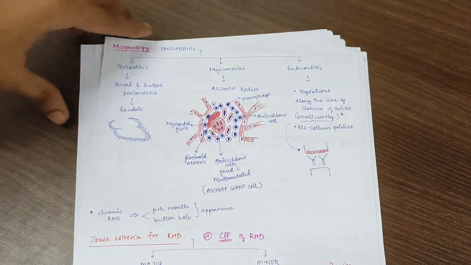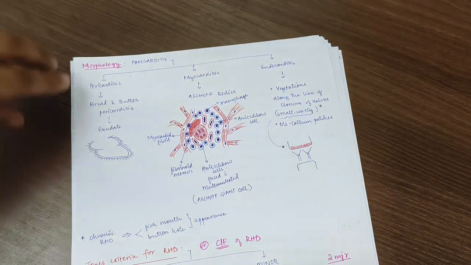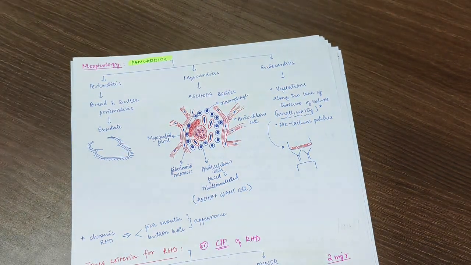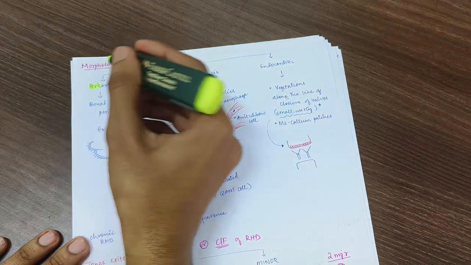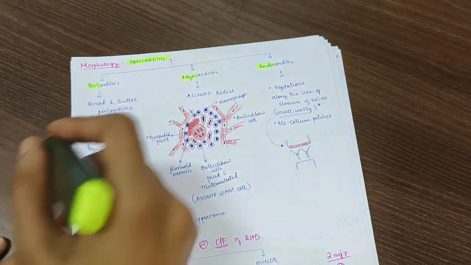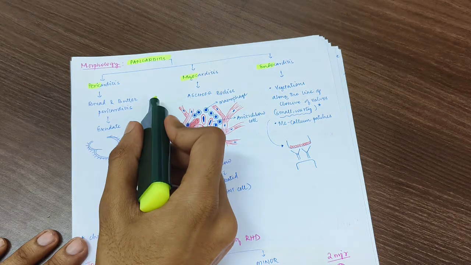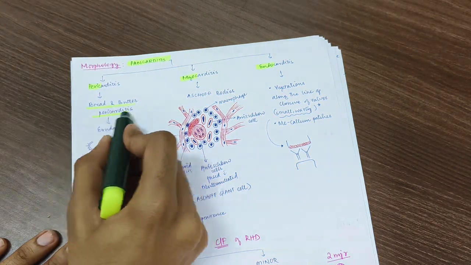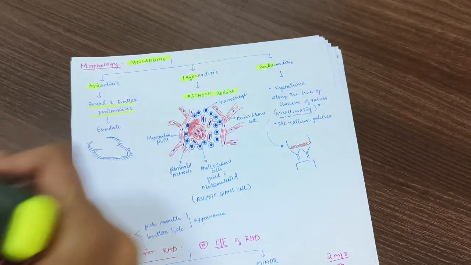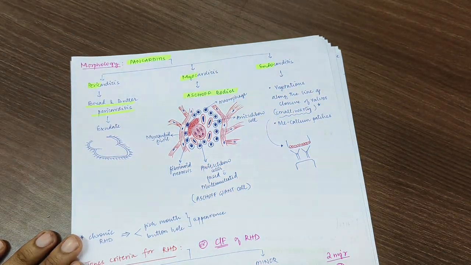Next, morphology. In morphology, you're going to see pancarditis. So what all comes in pancarditis? One is pericarditis, then it is myocarditis and endocarditis. In pericarditis, you're going to see the inflammation of the pericardium, that is bread and butter pericarditis. Then in myocarditis, you're going to see the Aschoff bodies. So what are Aschoff bodies?